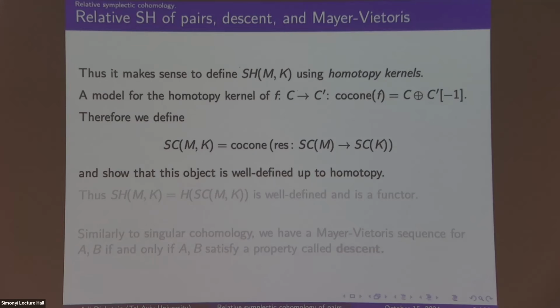And first, we will define the complex. So the complex will be the Co-Con of the restriction map. This is a natural generalization, and people have done it in other cases of another theory of cohomology. So this is not a very new approach. And we define the cohomology of the pairs to be the homology of this complex.